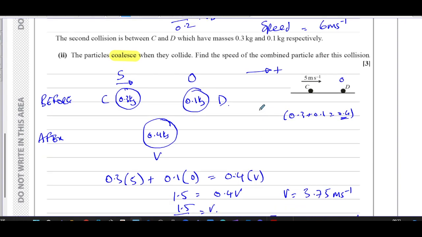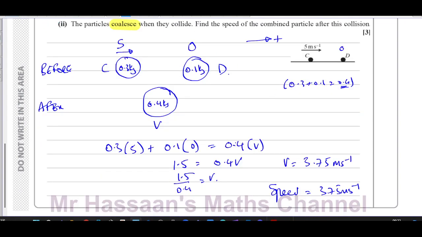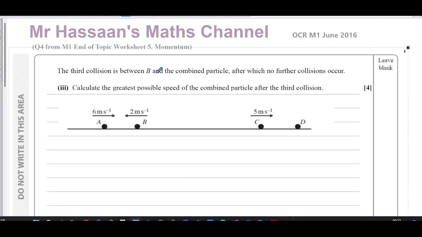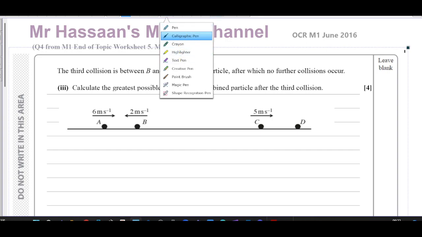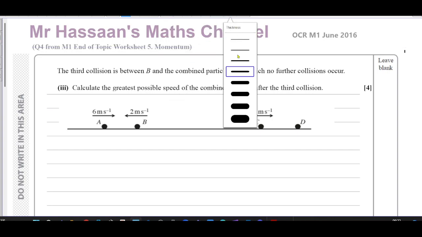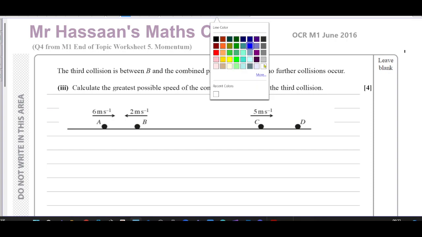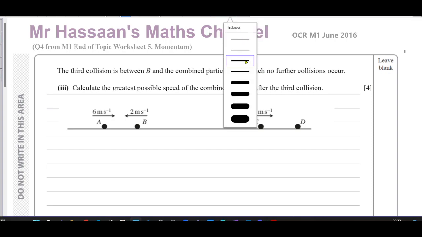Now for part 3. This is the question, or part of the question, I think the students had some issues with. So it says the third collision is between B and the combined particle. Okay, so if we just modify this, this is the diagram of what was happening initially. Now we've got a different situation now. So I'm going to modify this little diagram they gave us to illustrate what's going on.